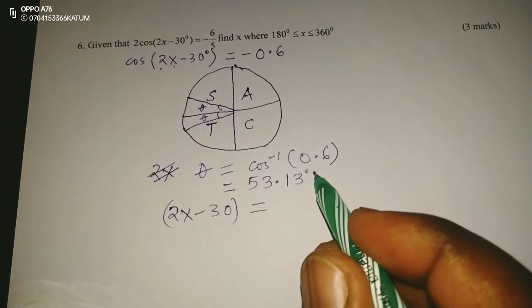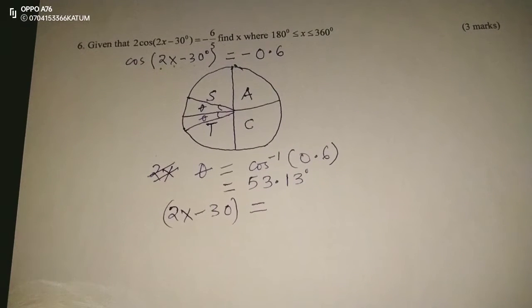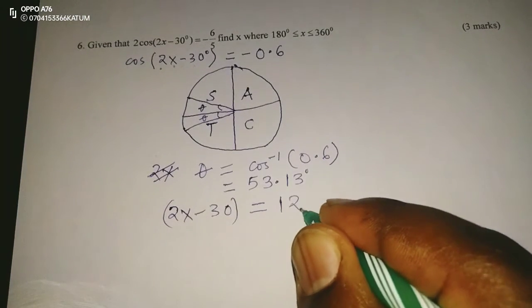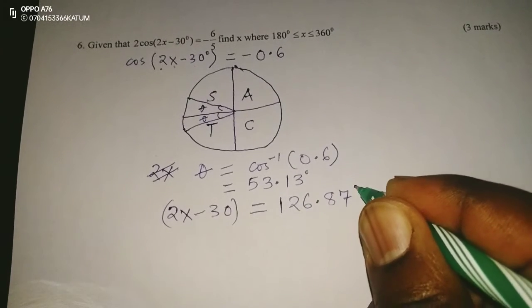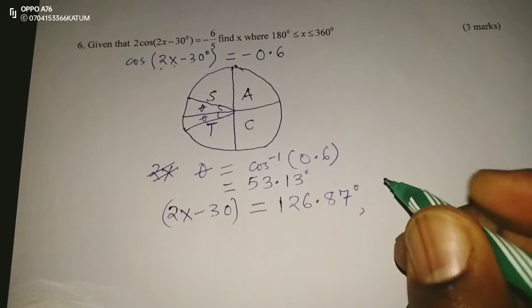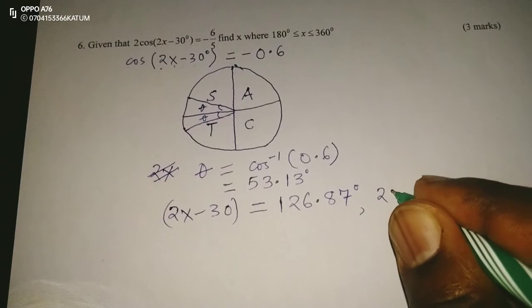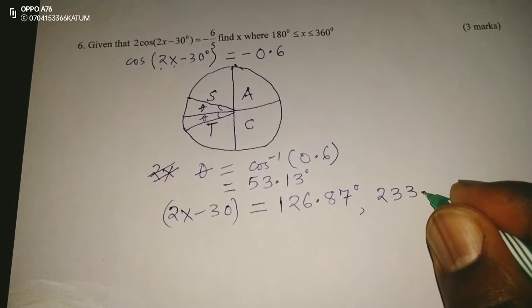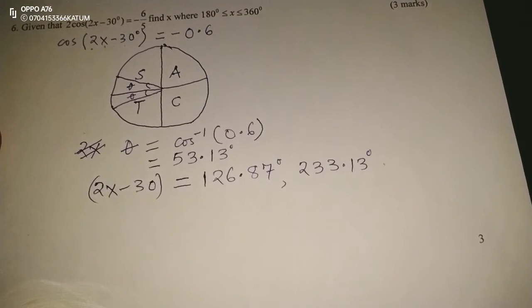Therefore, 2x minus 30 equals, instead of dealing with this acute angle, we place it in the quadrants where we want it. In the second quadrant that will be 180 minus this value, 126.87, and also the same acute angle in the third quadrant, whereby it will be 180 plus 53.13. This becomes 233.13 degrees. So those are the possible angles.